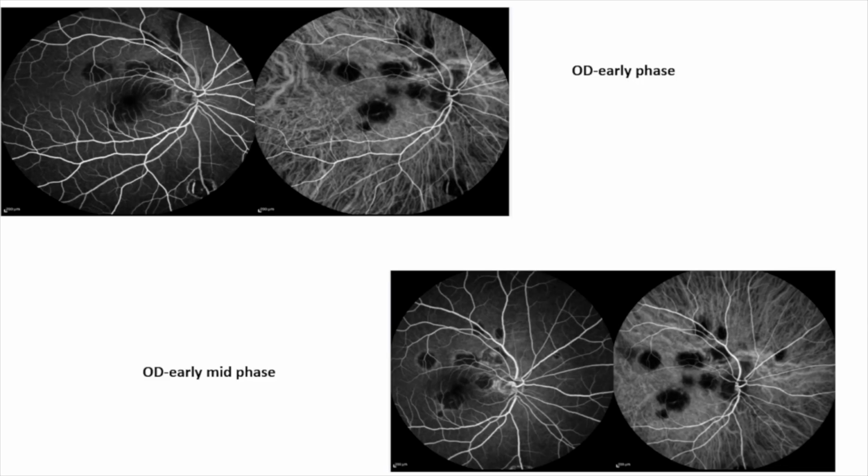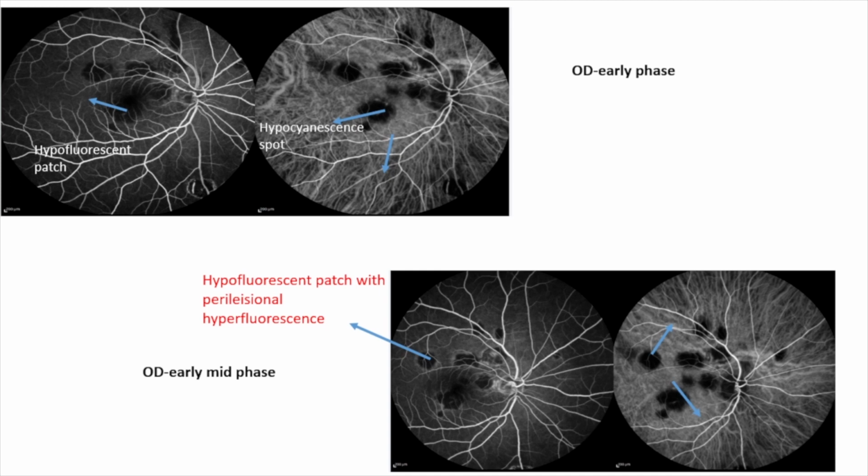In the right eye, in the early phase, we can see a hyperfluorescent patch in FFA. In the mid phase, there is hyperfluorescence with increasing perilesional hyperfluorescence. In ICG, in the early phase, we can see hypocyanescent patches with surrounding perilesional hypercyanescence, and in the mid phase also we can see hypocyanescent spots with the surrounding perilesional hypercyanescence.